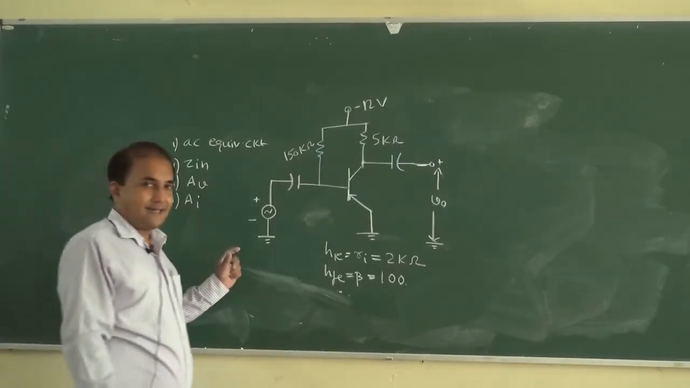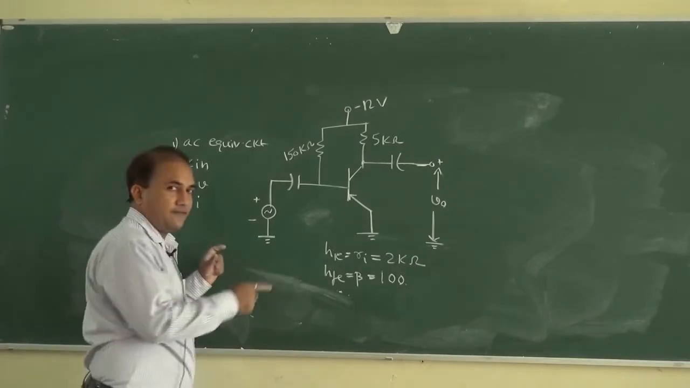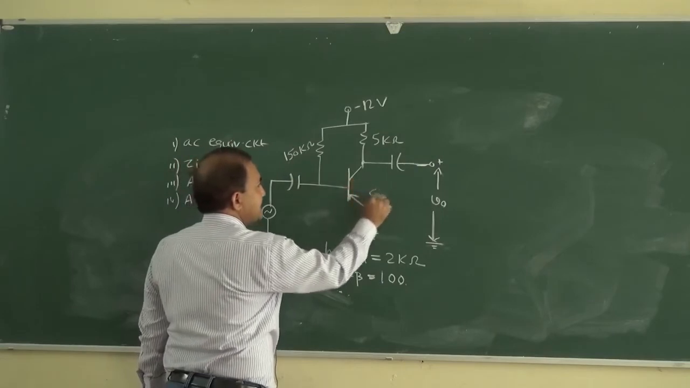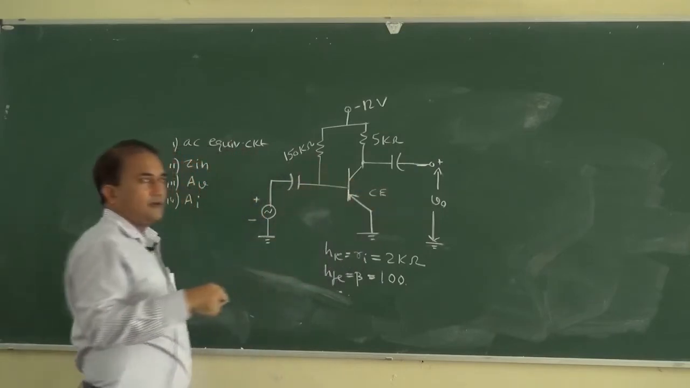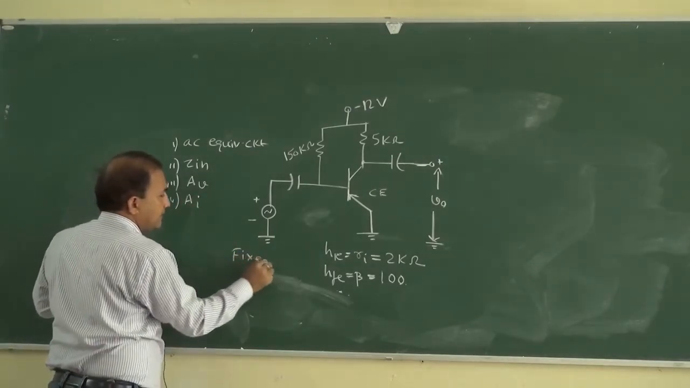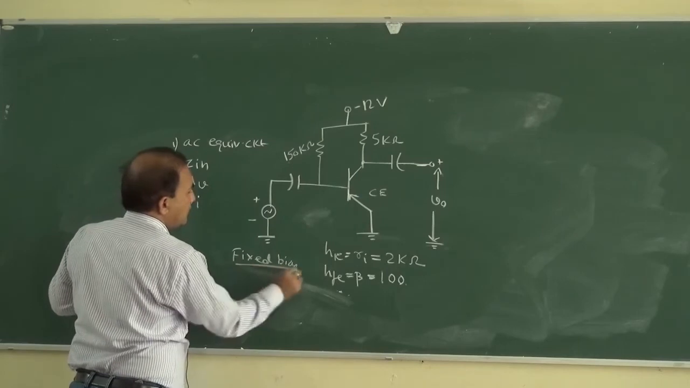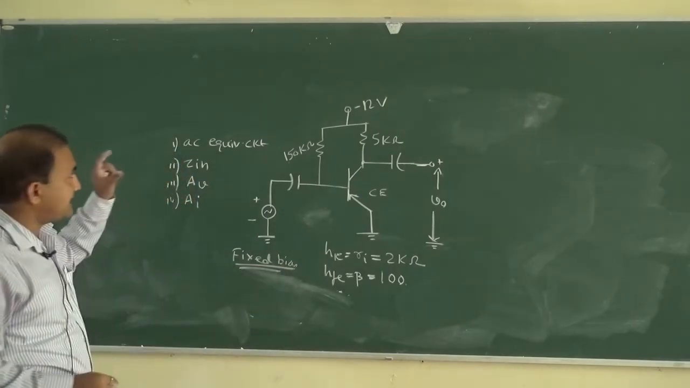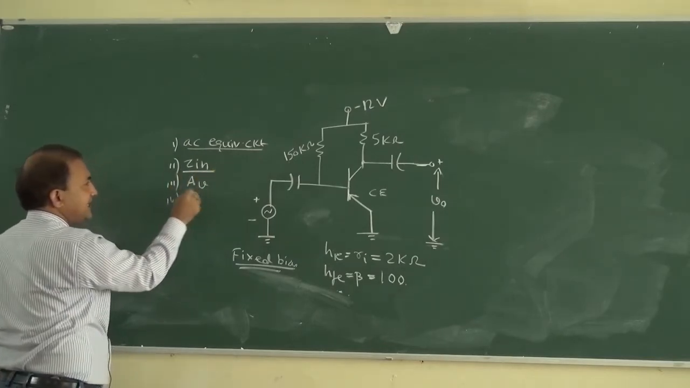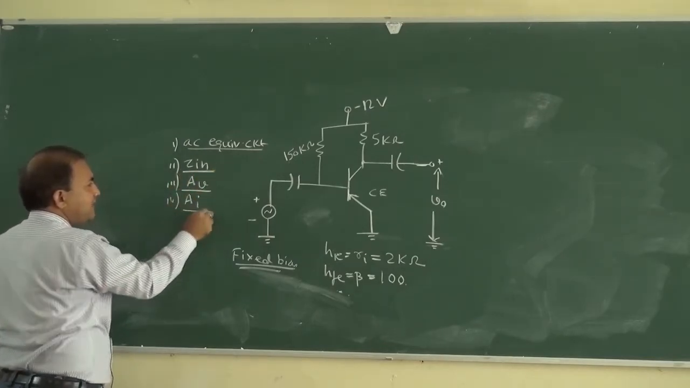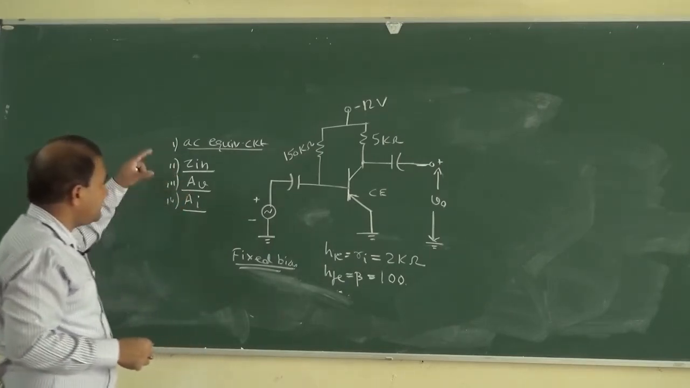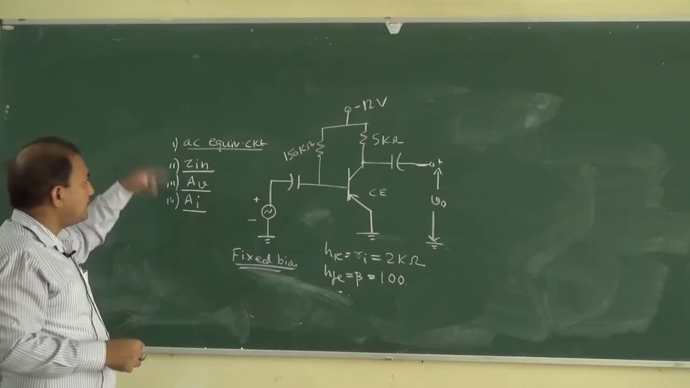Now we will see one example. This is the amplifier circuit, and this BJT is in common emitter mode, and the biasing circuit is fixed bias. For this we have to determine its AC equivalent circuit. We have to determine Zin, we have to determine AV, and we have to determine AI or current gain. How can we determine all these?